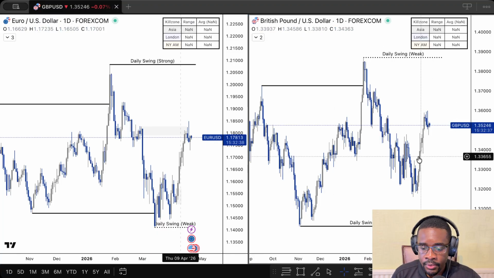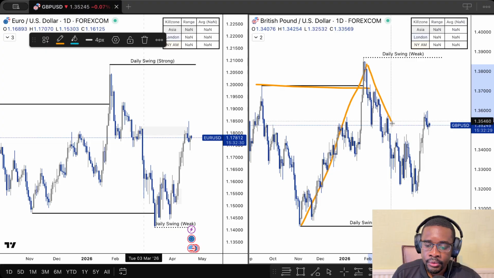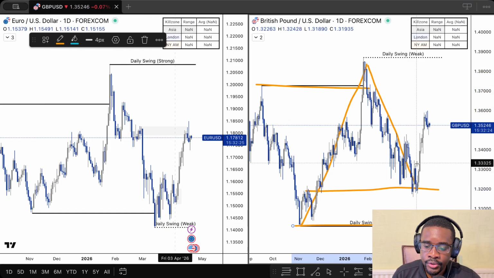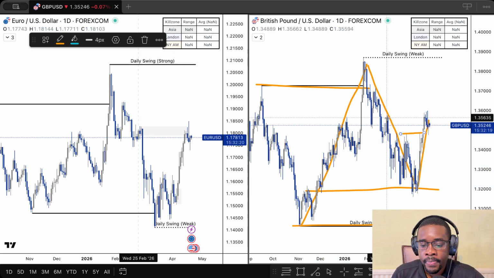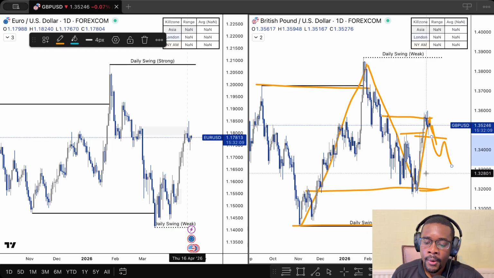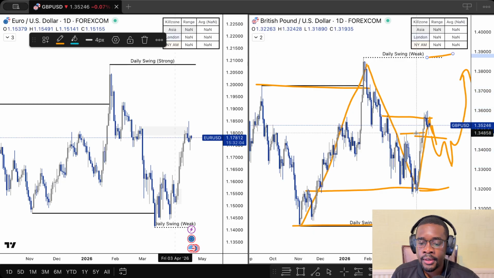Then similar story on the pound. On the pound, this was a bullish break of structure. We've had a pullback, and we've respected this extreme. Now we are pushing back up. We've had an internal break of structure, and we've swept this high, and then we had a reaction. So price could come back into this range, mitigate this range, we don't know how deep, and then possibly continue bullish towards this weak daily swing high.